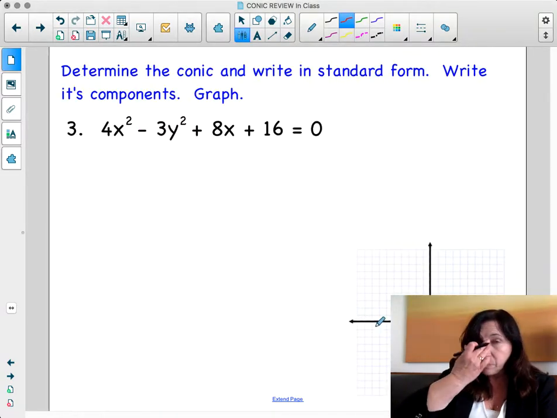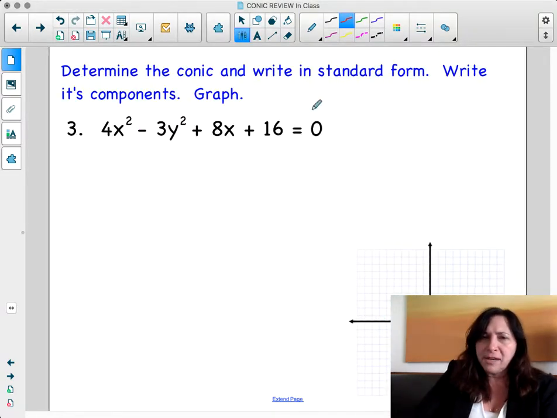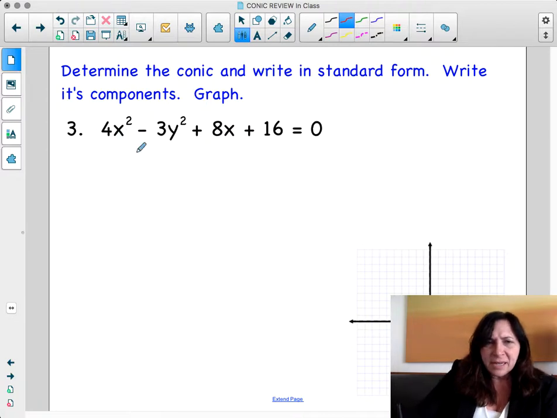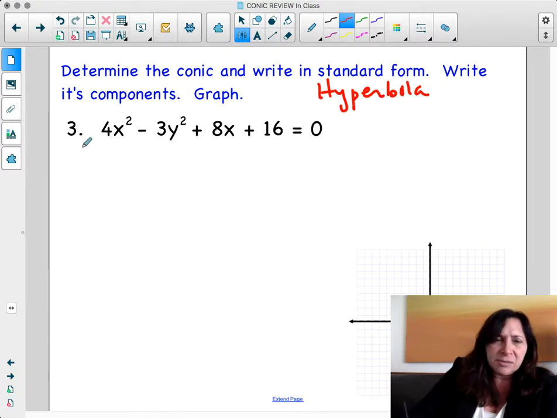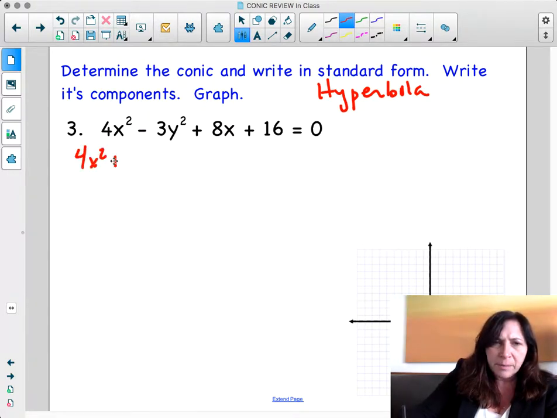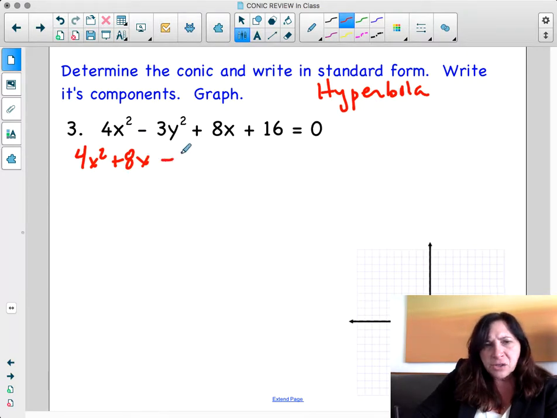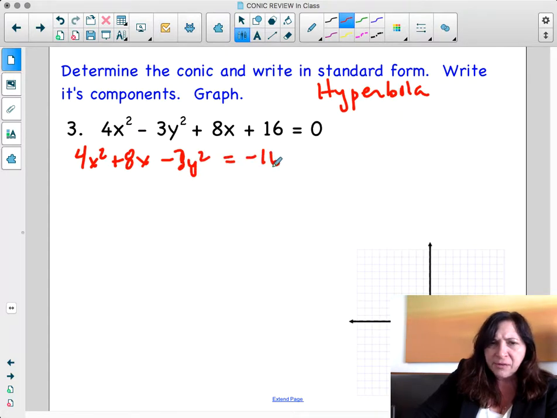Okay. So the next problem says determine the conic and write it in standard form. Write its components. So what I see is an x squared and a y squared. I see a minus sign, which tells me that this conic is a hyperbola. All right, so what that means is I'm going to group my x's and my y's to see if I need to complete the square. So we have 4x squared plus 8x, we have a minus 3y squared, and then equal to -16.